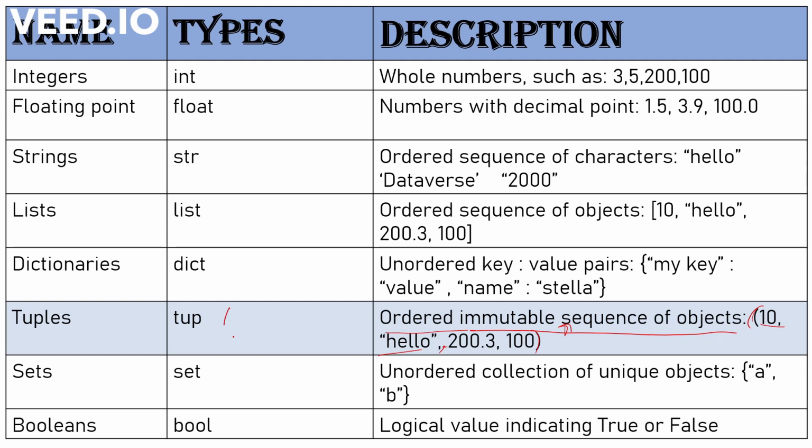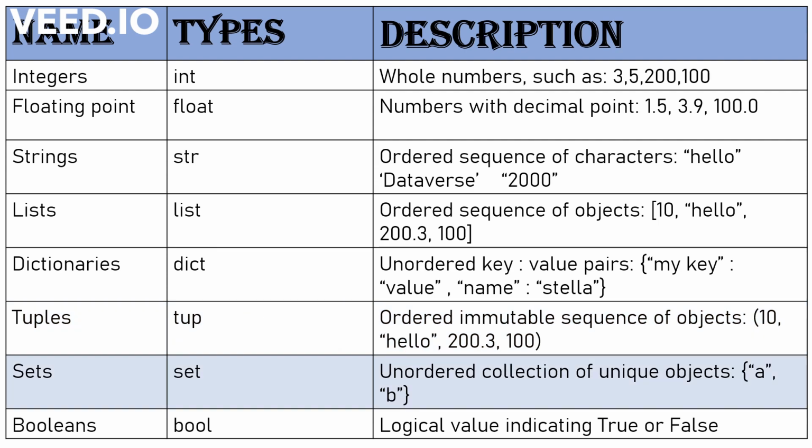We use parentheses and write any data type, like 10 is an integer, hello is a string, and we use parentheses for constructing the tuples. So this is the form of a tuple.